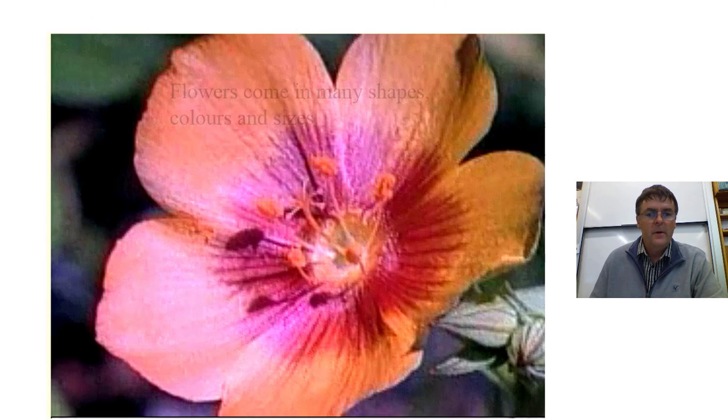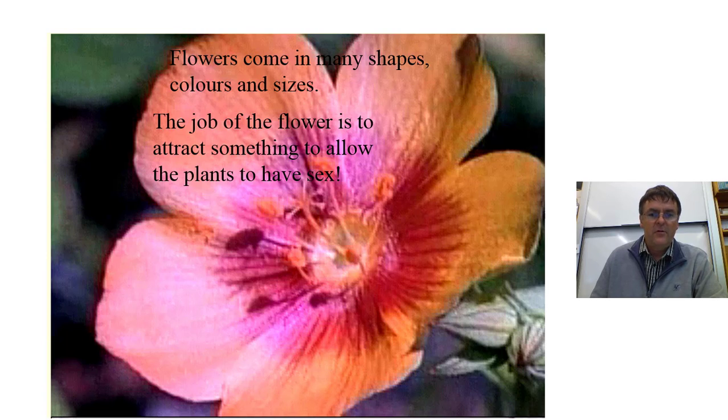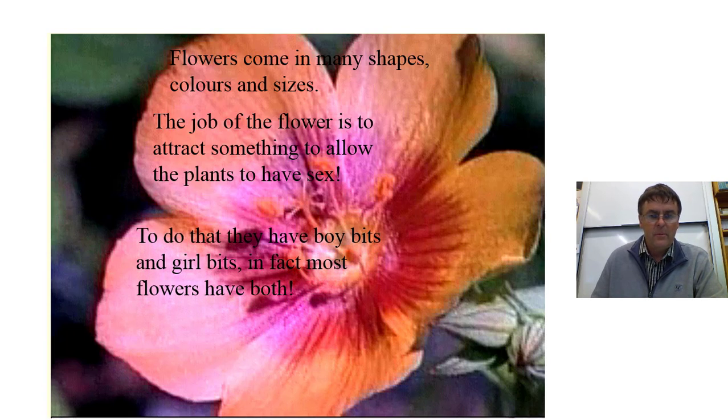Right, so let's get on and have a look at some of the details of what's going on. There's a huge array of shapes, sizes and colours of flowers. It's all about marketing. It's the flower's job to attract something to allow plants to have sex, because they can't walk around and get close to another plant. They've got to get something else to transfer the male bits to the female bits. They can't do it themselves. So they've got girl bits and boy bits.